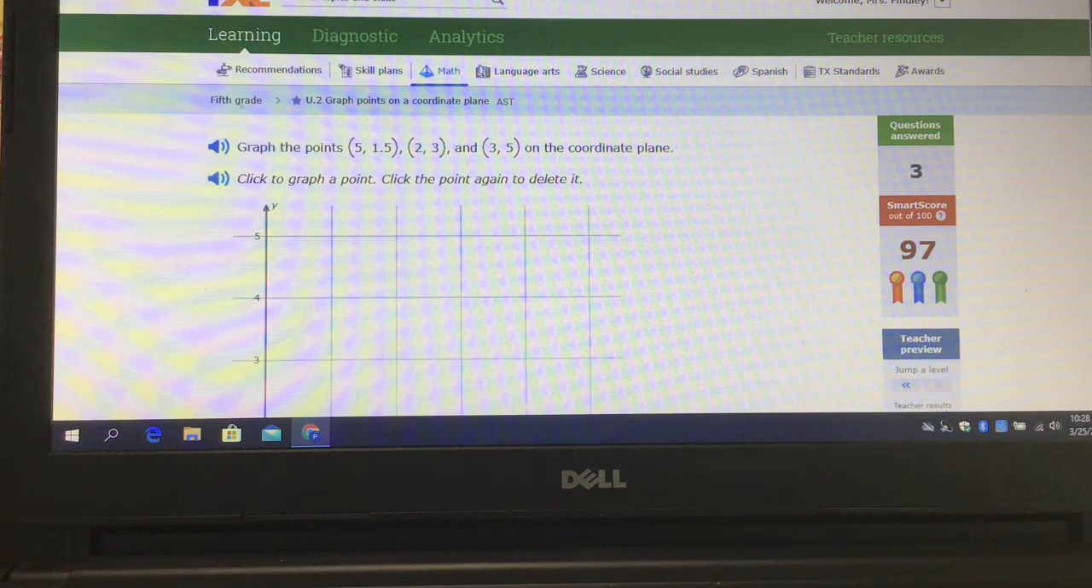You guys log on there, work until you get that SMART score around 80. You want to get up to 80. If you want to go further, that's just going to help you get some of those awards. Remember, your awards are right here.